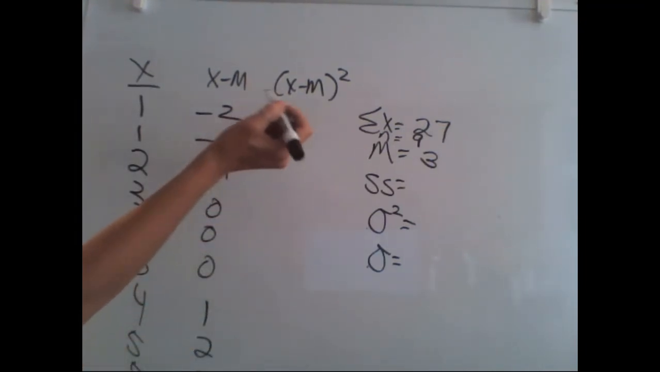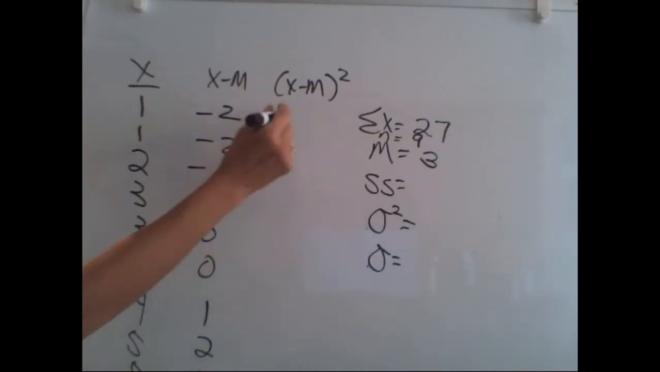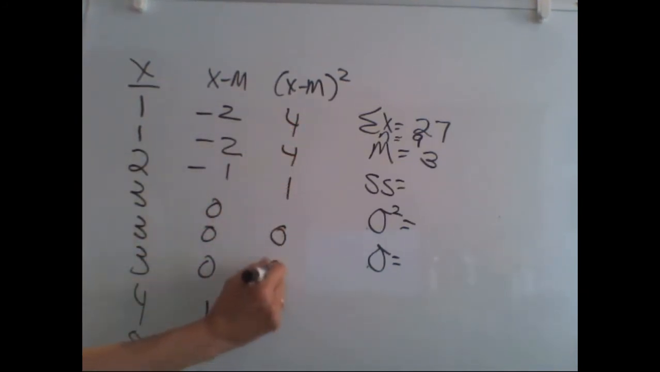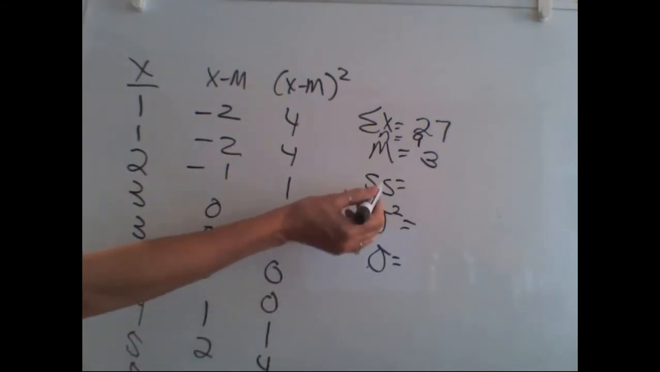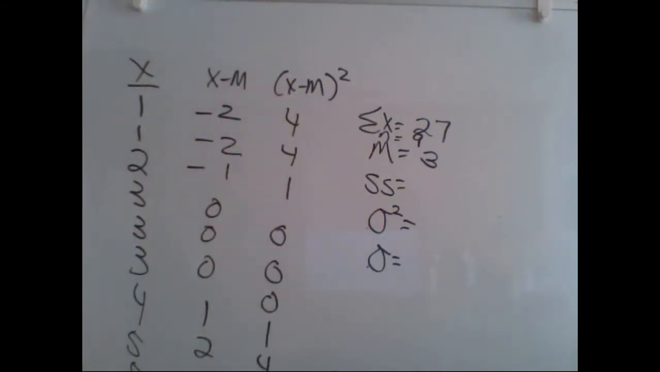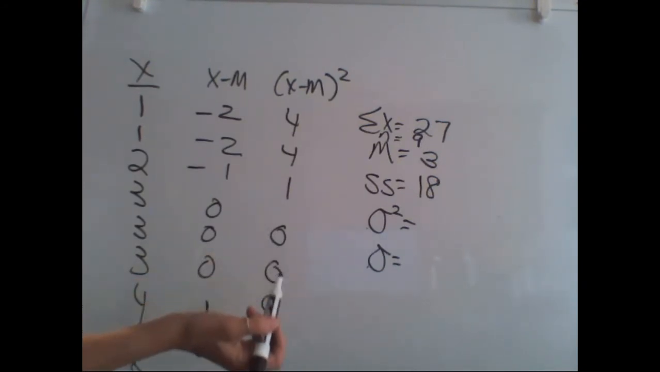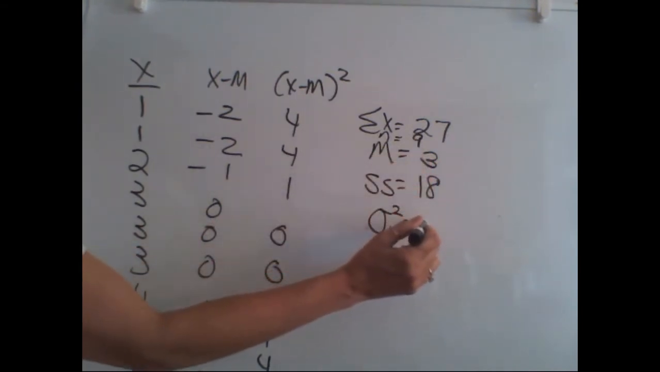Okay. So now we come to square our deviation scores to get to sums of squares. So we have 4, 4, 1, 0, 0, 0, 1, 4, 4. So that's all these scores squared. And sum of squares just means add up all those squared scores. So we have 8, 9, 18 is the total. Our formula for population variance, again, is sums of squares divided by n, not sample variance, but population. 18 divided by 9 is 2.